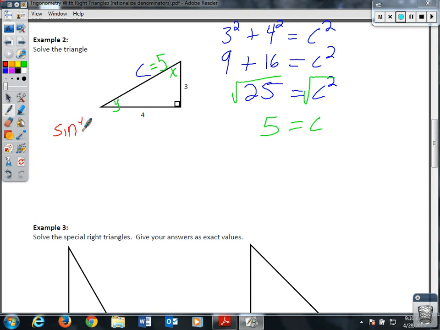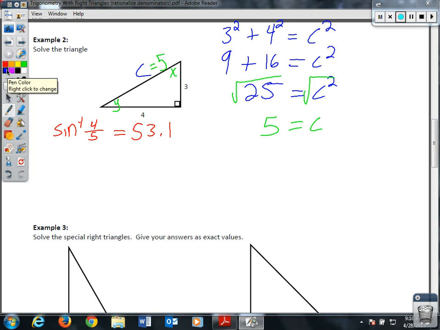So the sine inverse of opposite, which is 4, divided by hypotenuse, which is 5. Plug that into the calculator. And to do that on your calculator, you need to hit second sine, and that will bring it up for you. Then just hit 4 divided by 5, enter, and you get approximately 53.1.